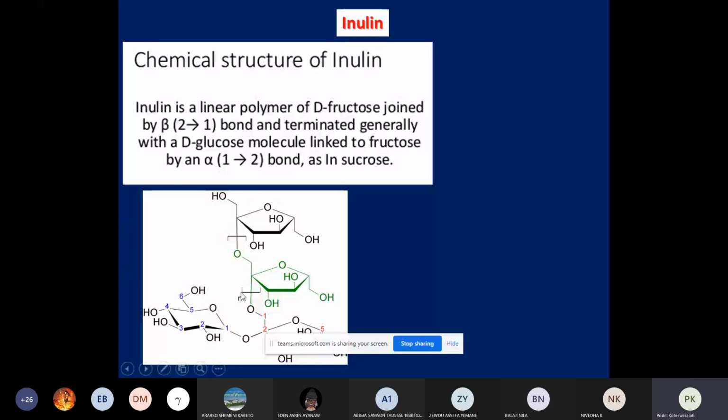Inulins are the storage form of carbohydrates in tubers, especially dahlia, artichoke, onions, garlic, bananas, asparagus, chicory, and so on. Since it is a polymer of fructose, inulins are also called fructans, and the linkage here is the beta 2,1 linkage, with glucose present at the terminal point, again with beta 2,1 linkages.